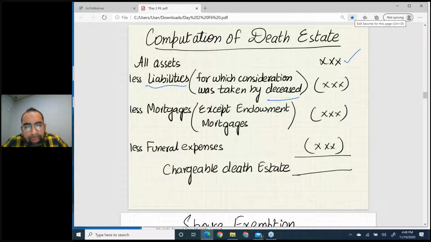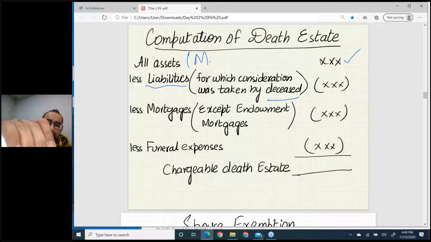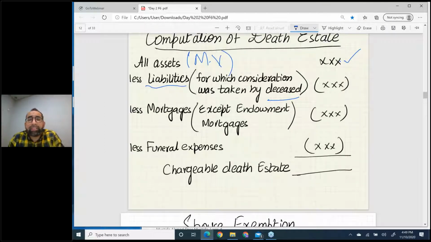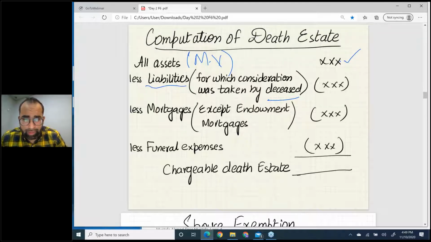One more thing which I have not written here, but you all know. I've written all assets. All assets means their market values. But there is one asset which we call life insurance proceeds. So never include the market value of a life insurance or life assurance policy. Just add the actual receipts of life insurance or life assurance policies.